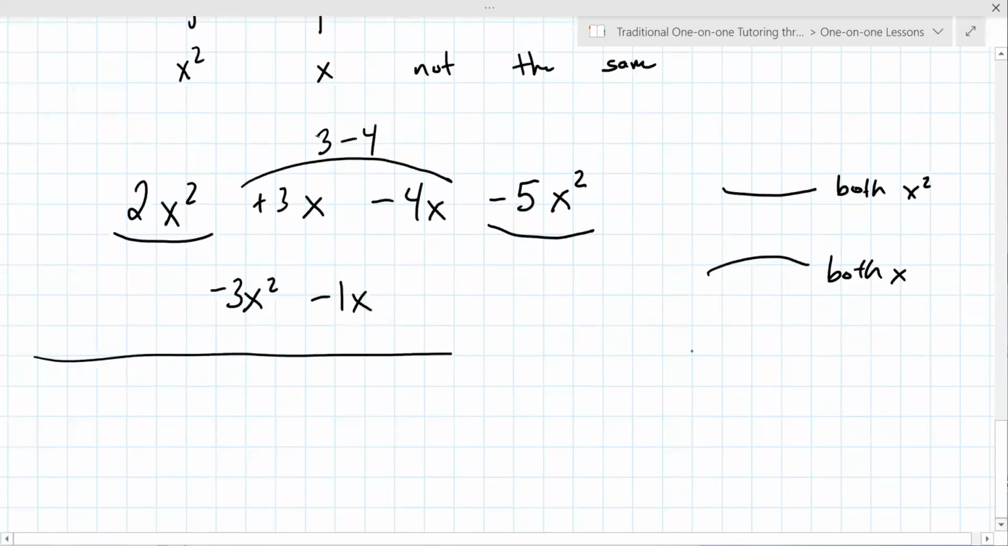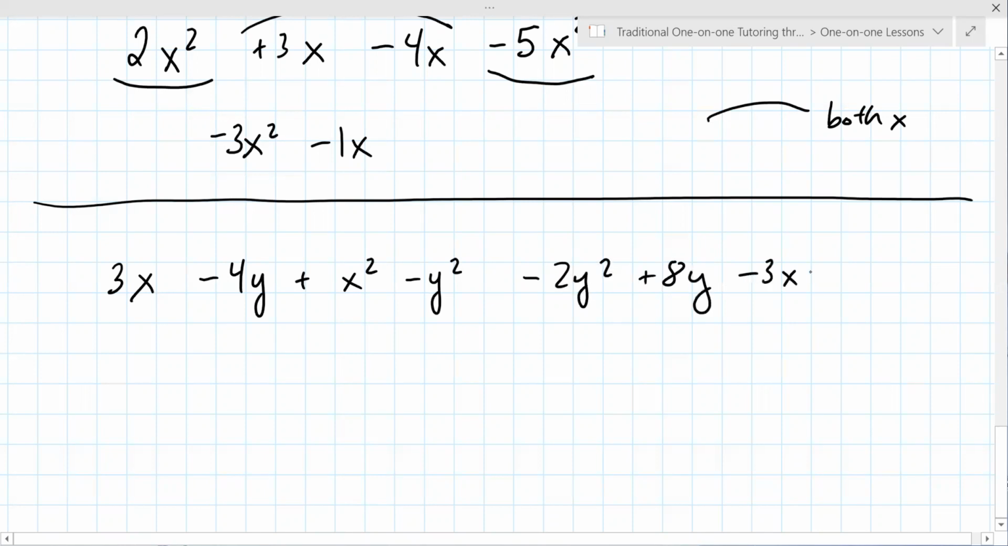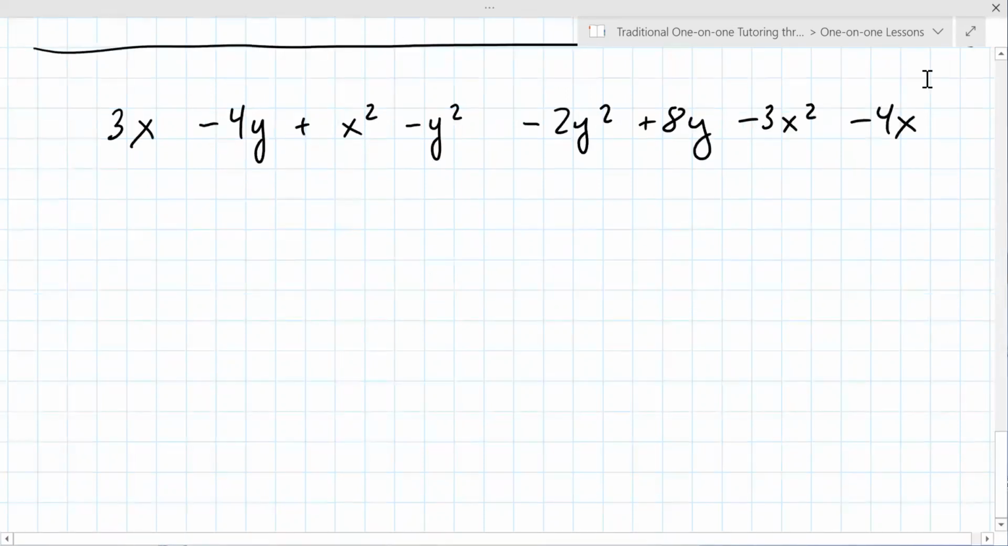Let me try just one more here. I'm going to try to throw something a little bit harder at you, but we'll see if you get it. 3x minus 4y plus x squared minus y squared minus 2y squared plus 8y minus 3x squared minus 4x. Do we have to combine like terms? Yes. Great. So this is a test to see, can you visually see the like terms? And I'll help if you need me to, but that's what I'm hoping you can do here.